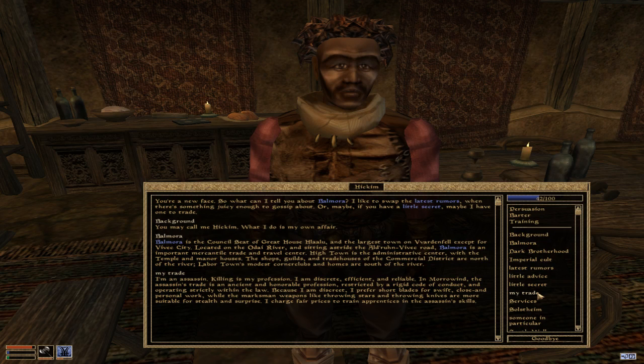He is saying straight up, I'm an assassin. Killing is my profession. I am discreet, efficient, and reliable. In Morrowind, the assassin's trade is an ancient and honorable profession, restricted by a rigid code of conduct and operating strictly within the law. Because I am discreet, I prefer short blades for swift, close, and personal work, while marksman weapons like throwing stars and throwing knives are more suitable for stealth and surprise. I charge fair prices to train apprentices in the assassin skills.